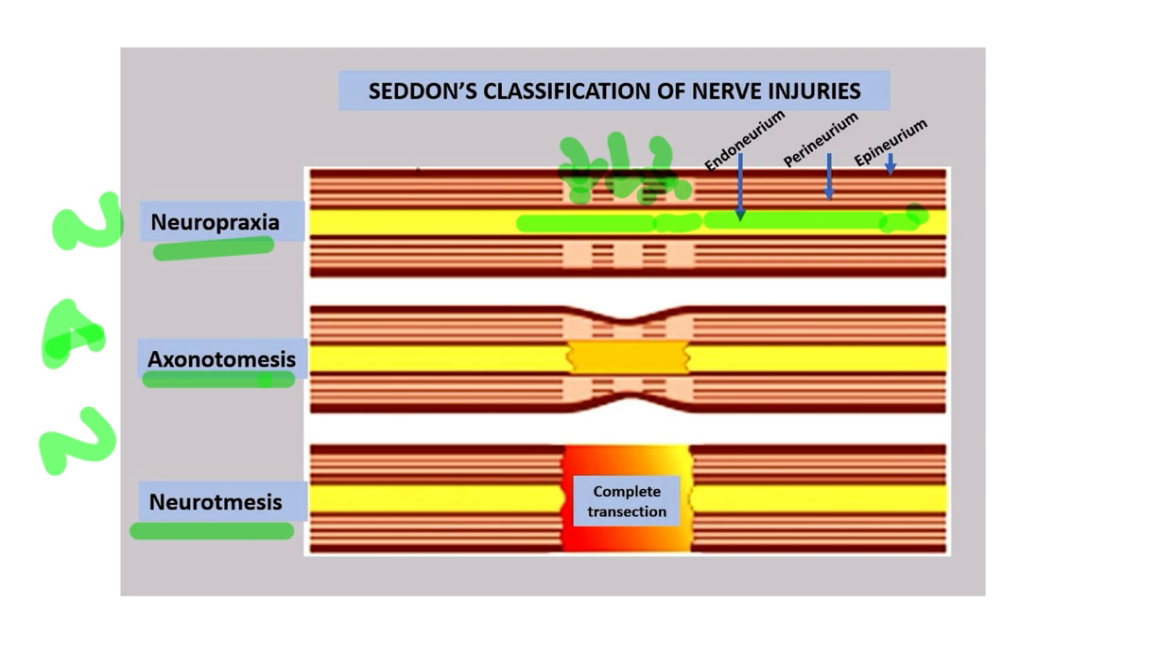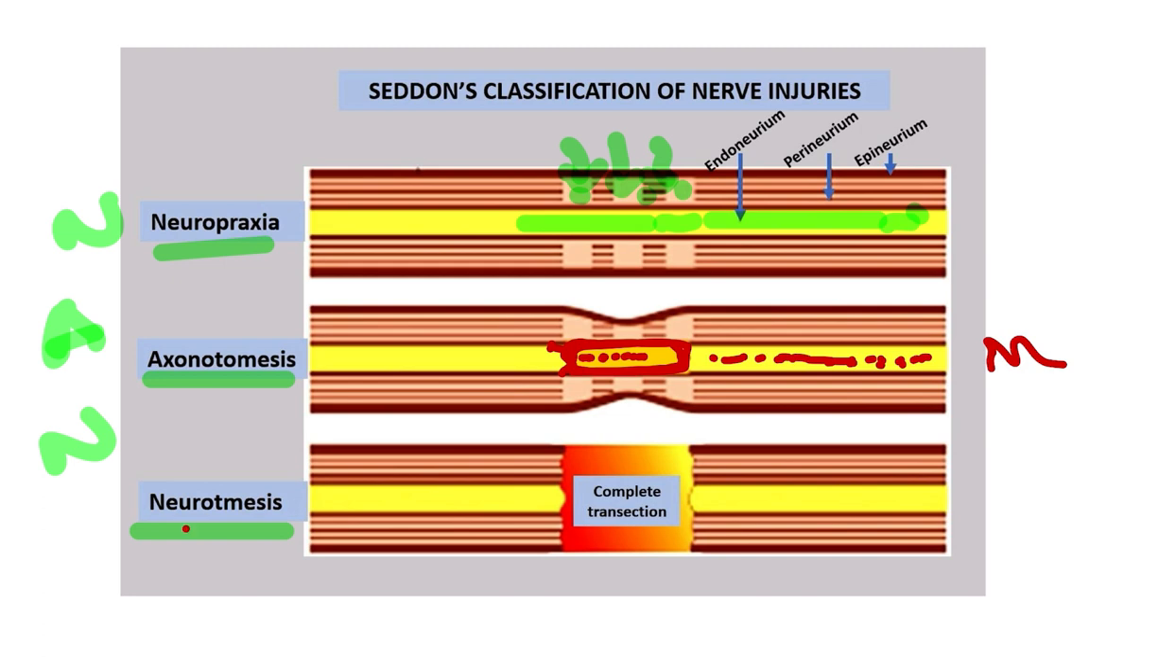The second one is axonotmesis. In this condition the axon is damaged. Here we can see this portion of the axon is completely destroyed. It also recovers, but slowly the proximal axon increases, and the distal part is removed by our body's macrophages. This is known as Wallerian degeneration, because the distal part undergoes phagocytosis by the macrophage.